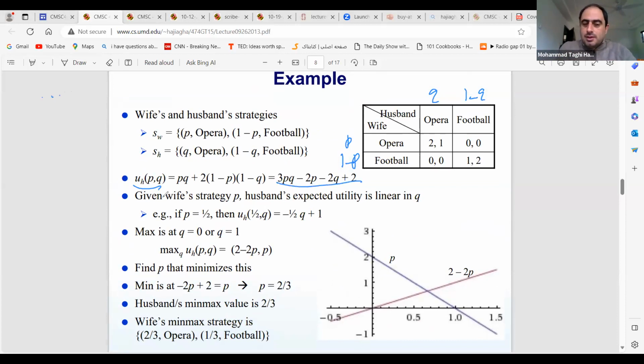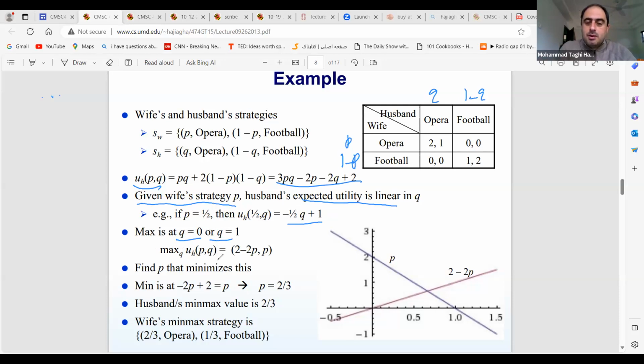Now, we are doing the same type of argument. Given wife's strategy P, husband's expected utility is linear in Q. So if you assume P is fixed, then the husband's utility is just linear in Q. For example, if you put P equal to 1/2, then if you compute it, it would be minus 1/2 Q plus 1. So it would be linear in Q. So again, the maximum will be obtained at the boundaries because it's a linear function. So the maximum would be at Q equal to 0 or Q equal to 1.